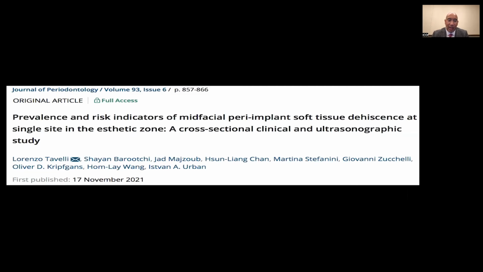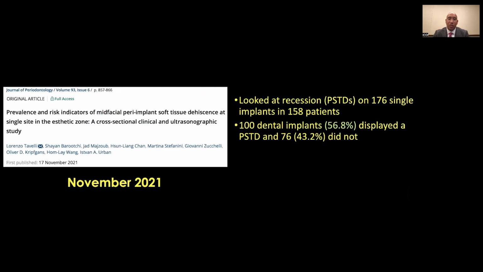So how common are STDs? When we look at the data on it, this is from Tavelli, and you'll see Zucchelli's name on this as well. But this is as recent as 2021. When they looked at prevalence and risk indicators for recession around implants, they looked at 176 single implants, and they noticed that 100 of the 176 implants had recession. That amounts to 57%, right? And then 43% of the implants did not have recession. So in 176 implants, more implants than not had recession.